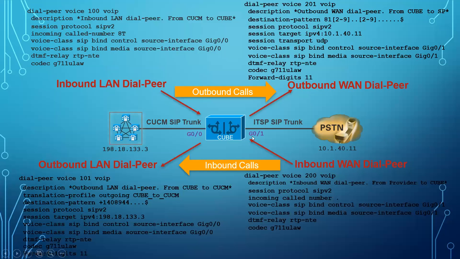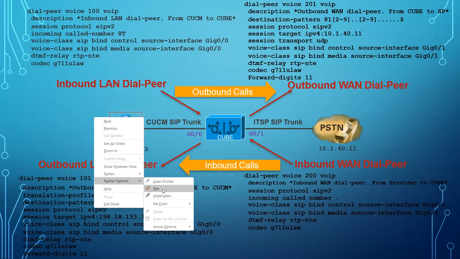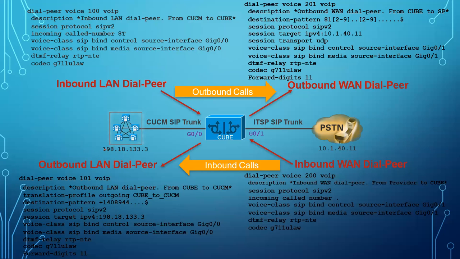Now you can see these are the four dial peers and all the configuration is showing. Let me take this pointer like a pen. Here you can see this is our CUCM, with IP 198.18.133.3. This is our CUBE, or you can say gateway, and this is our PSTN world, which has the IP 10.1.40.11. Here it shows the inbound LAN dial peer, this is the outbound LAN dial peer, this is the outbound WAN dial peer, and this is the inbound WAN dial peer.